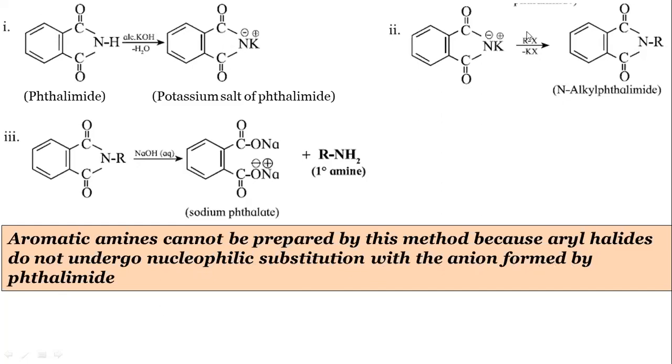Here, instead of this RX, if ARX is used, they do not react with this one because aryl halides do not easily undergo nucleophilic substitution reaction. They easily undergo electrophilic substitution reactions. So this step is not possible. This second step is not possible. That's why we cannot get here ARNH2.